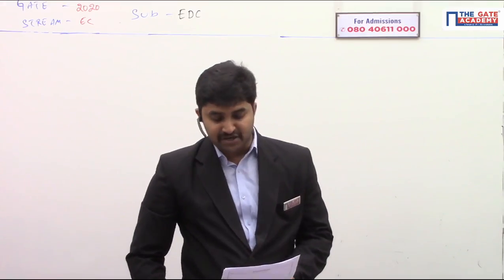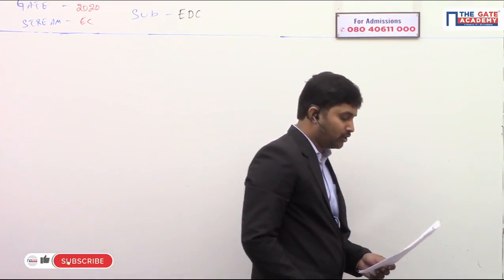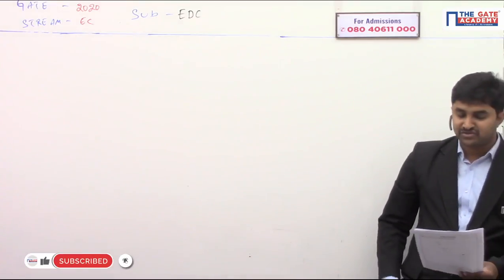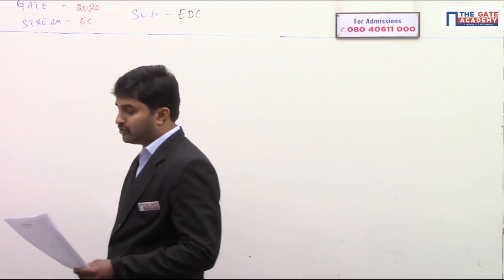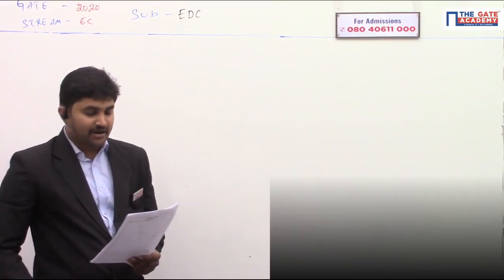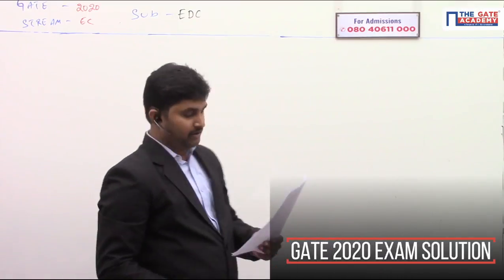A MOS capacitor is made of a semiconductor material of band gap 1 electron volt. So it is given that this MOS capacitor is made of a semiconductor which has a band gap of 1 electron volt. The energy band diagram of the MOS capacitor is as shown in the figure below. So let us see the figure.